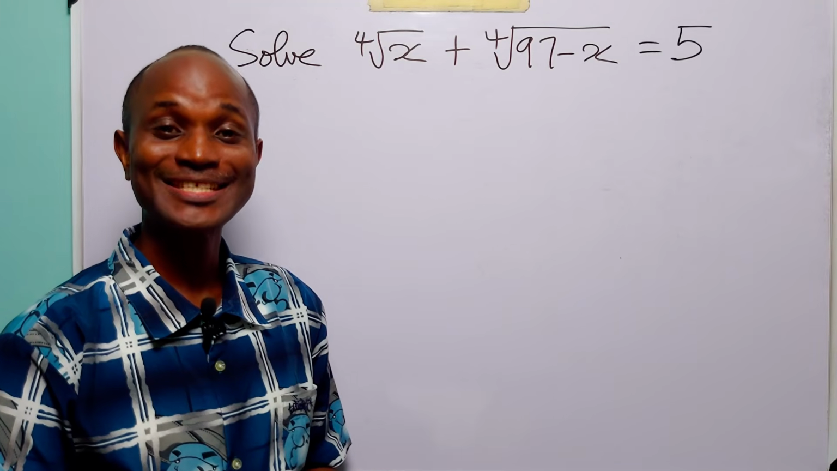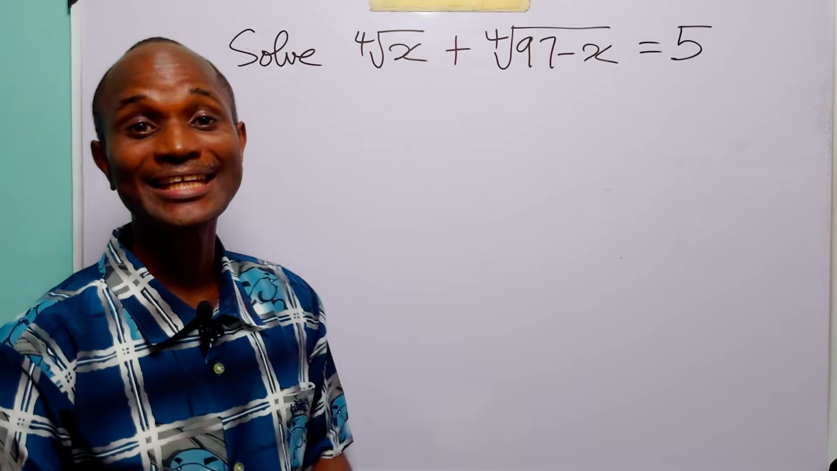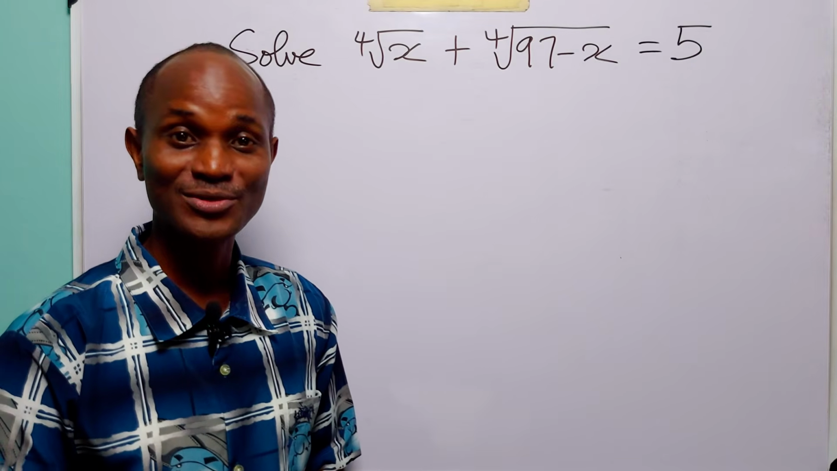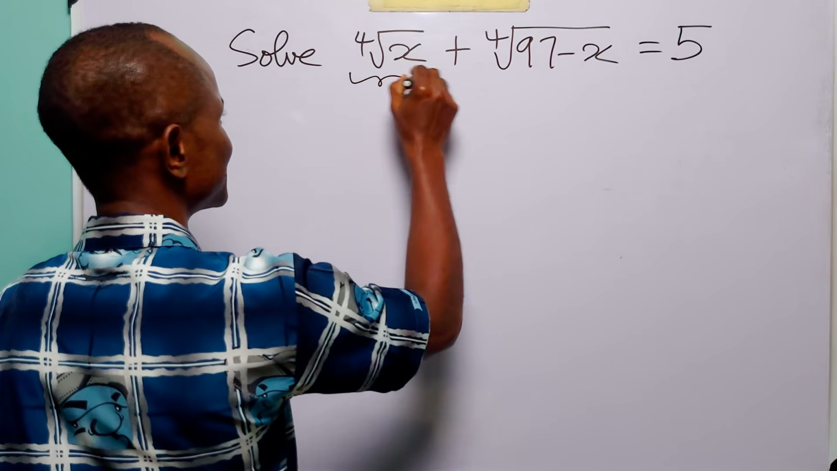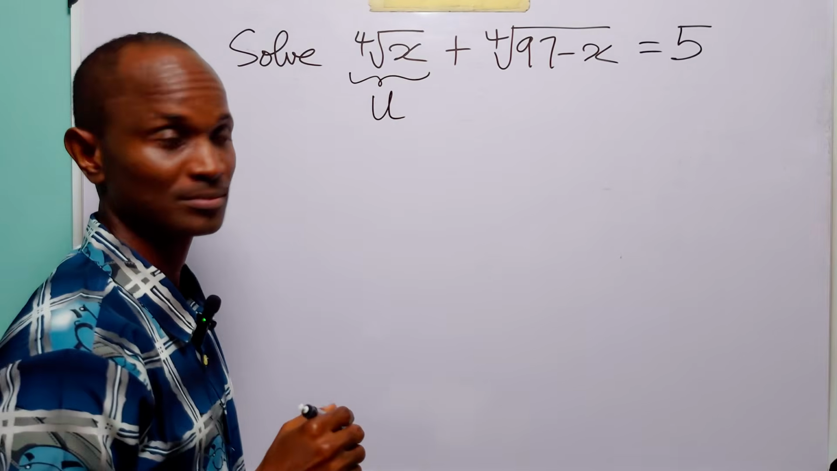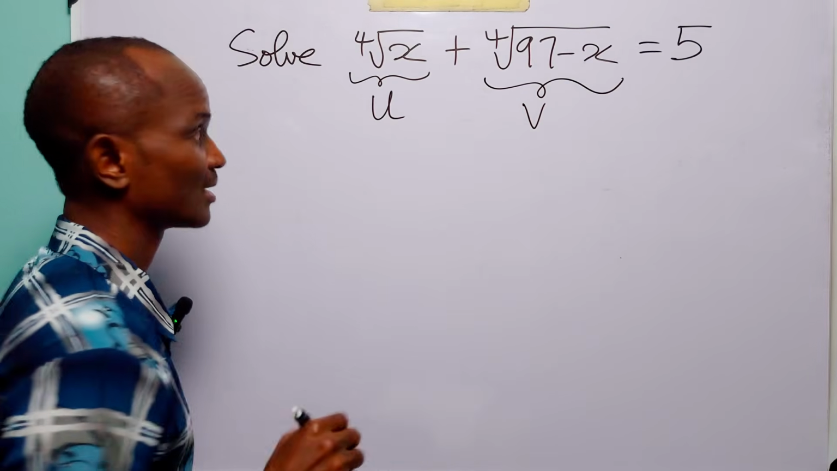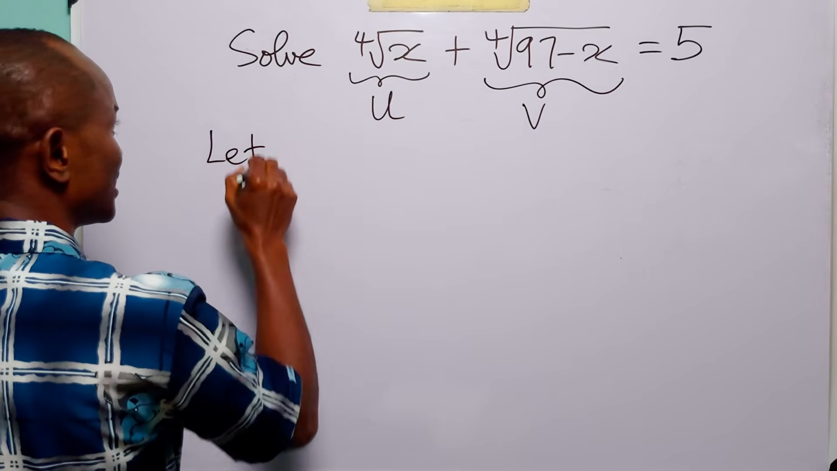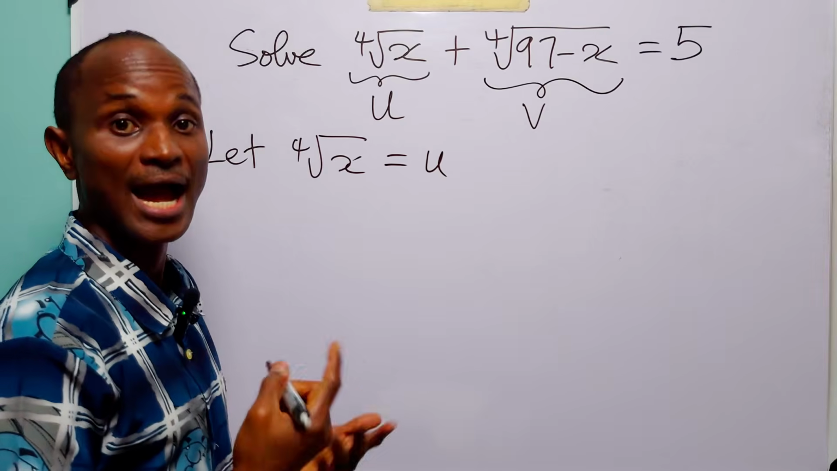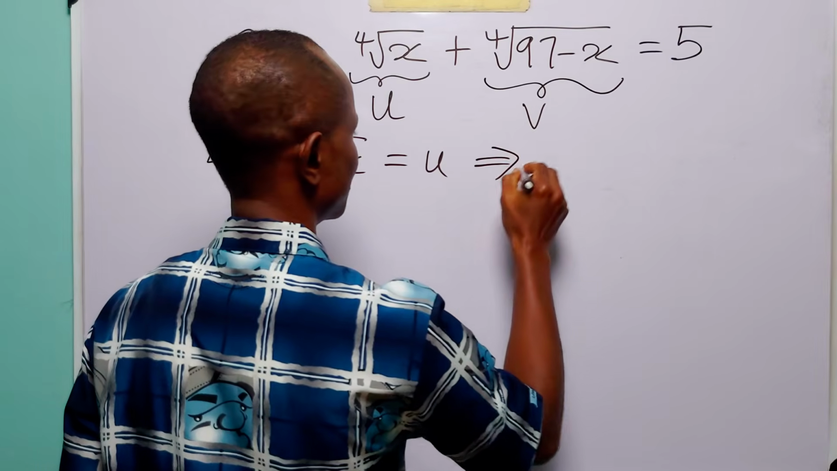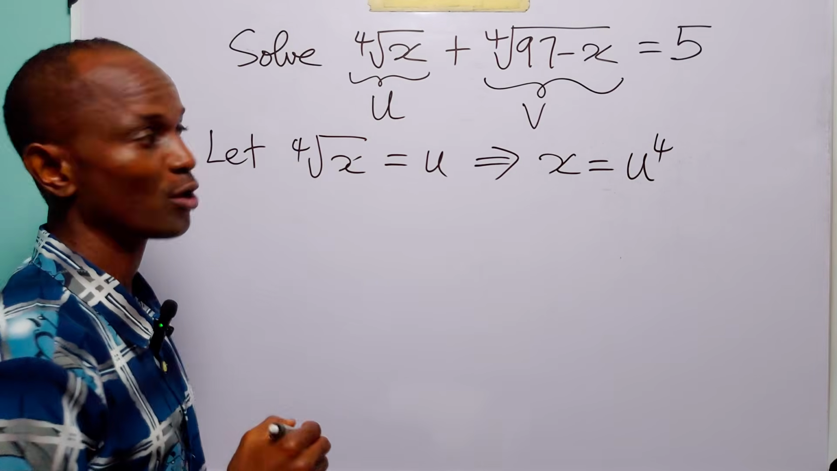Hello and welcome. In this math tutorial, our task is to find all the values of x that satisfy the given equation. And of course, you know that to do this, we are going to start with a substitution. So let this quantity be equal to u and this quantity be equal to v. That is, let the fourth root of x be equal to u. And of course, you know that this implies that x is equal to u raised to power 4.